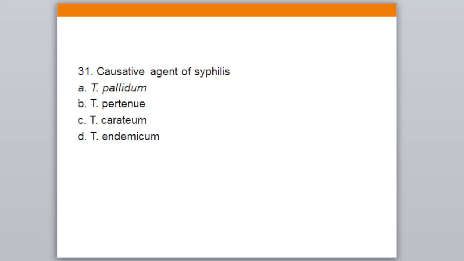Question 31. Causative agent of syphilis is A. Treponema pallidum, B. Treponema pertenue, C. Treponema carateum, D. Treponema endemicum. The correct answer is A, Treponema pallidum.